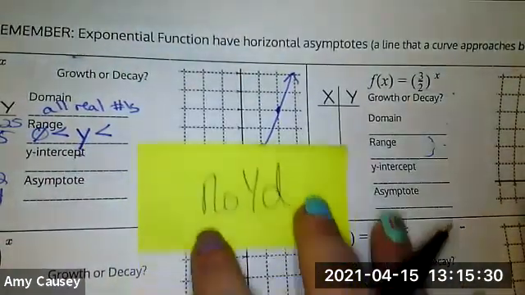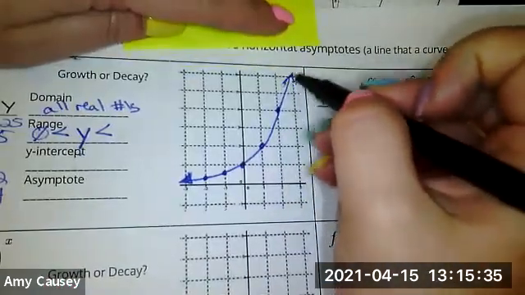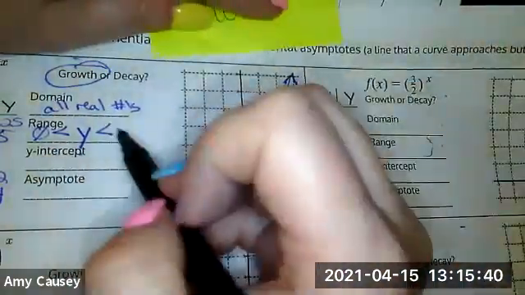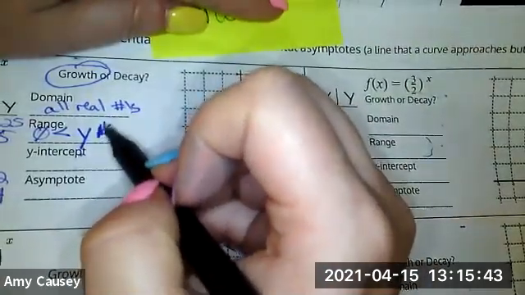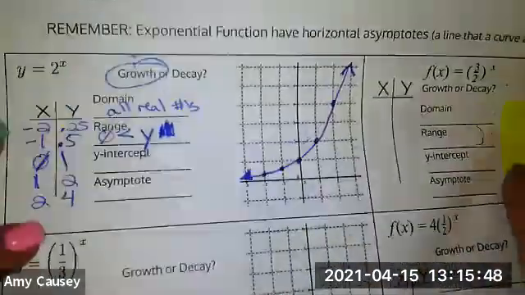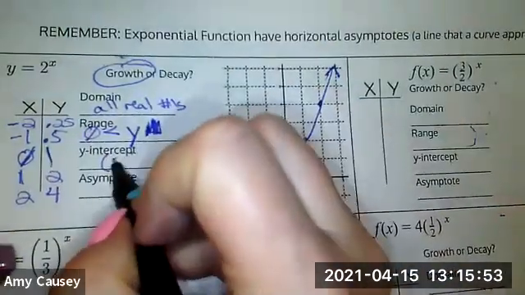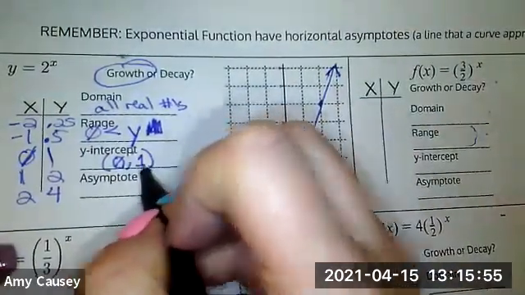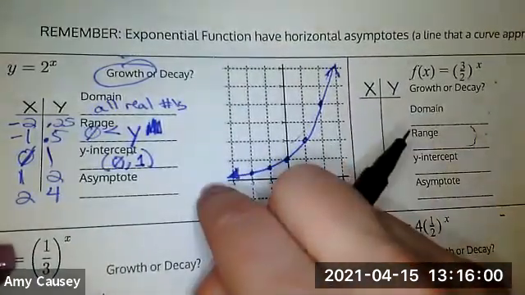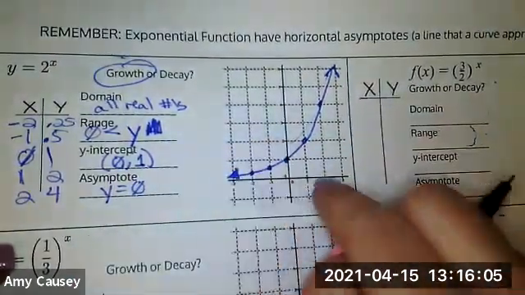And then range goes all the way up to the top. Does it ever stop here? No. This is going to keep growing up and up because it's growth. So that side would be all real numbers, which means we don't need that side. What is your y-intercept? That would be 1. So 0, 1. And your asymptote is that space that it never, ever touches. So that's at the y at 0. It's never going to touch that.